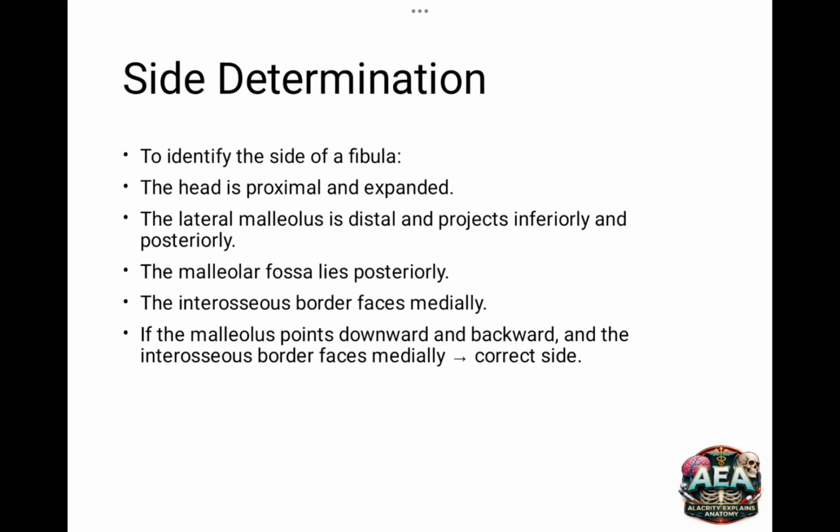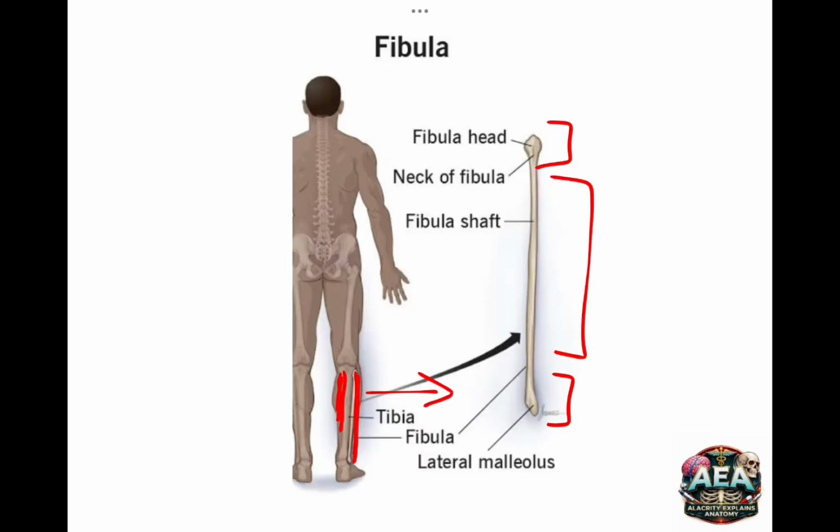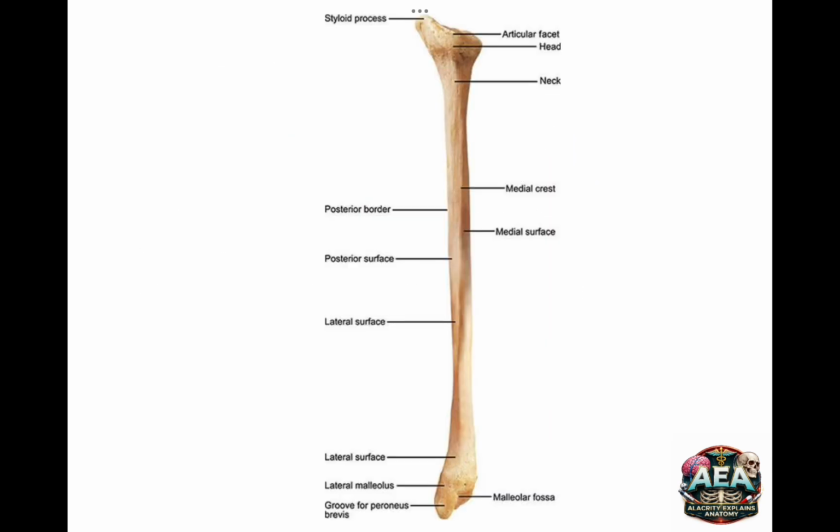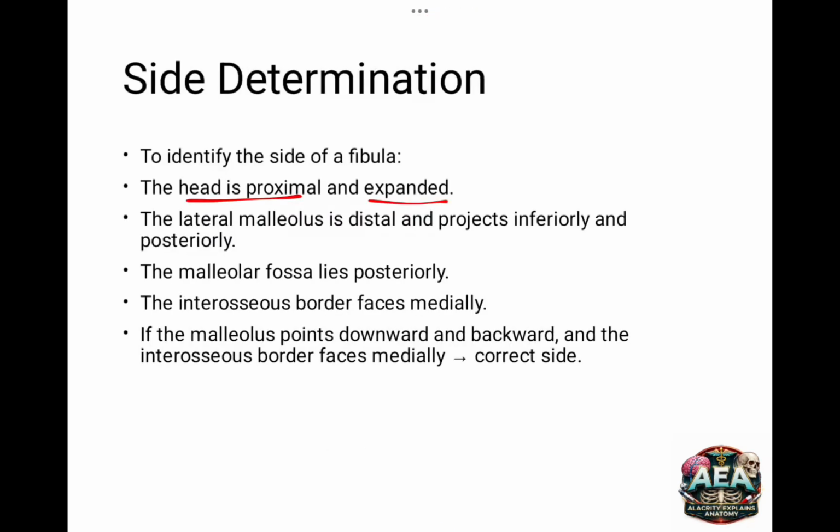So site determination. How do you identify the sides of a fibula? Now the head is proximal and expanded. As you can see already from this image, the head is proximal and expanded. The lateral malleolus is distal and it projects inferiorly and posteriorly.